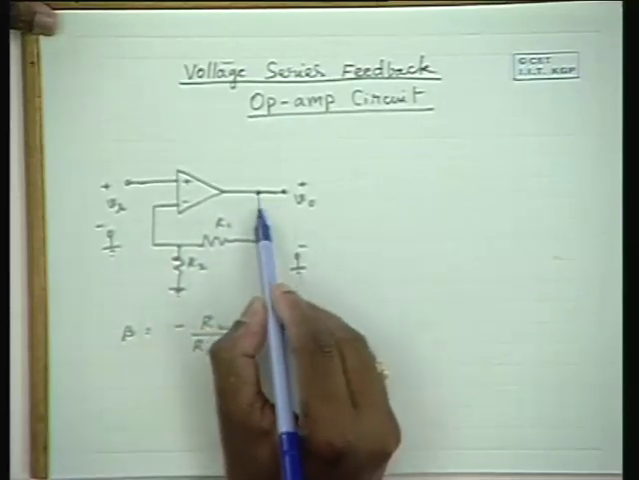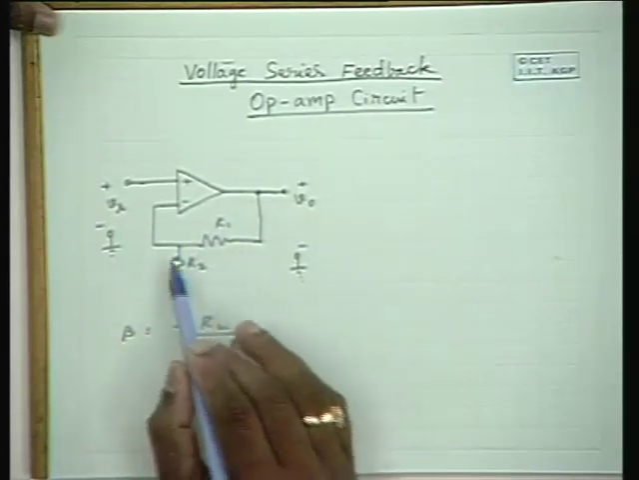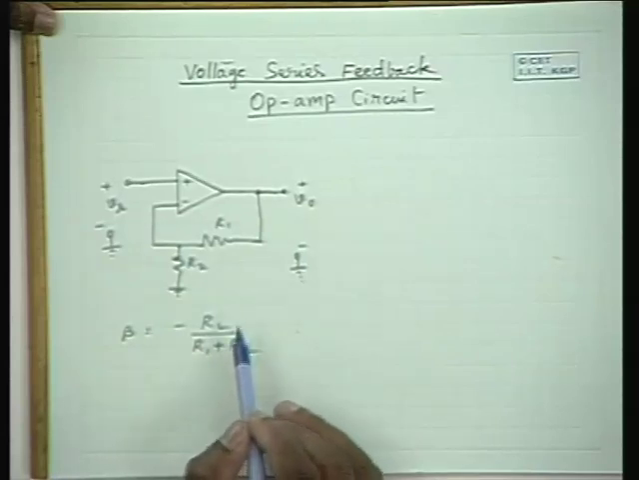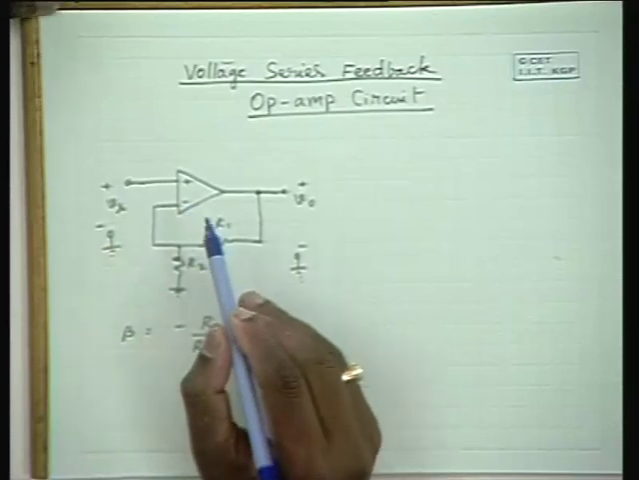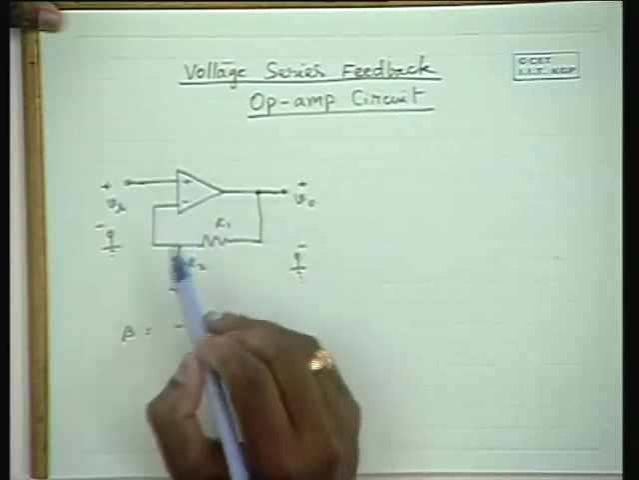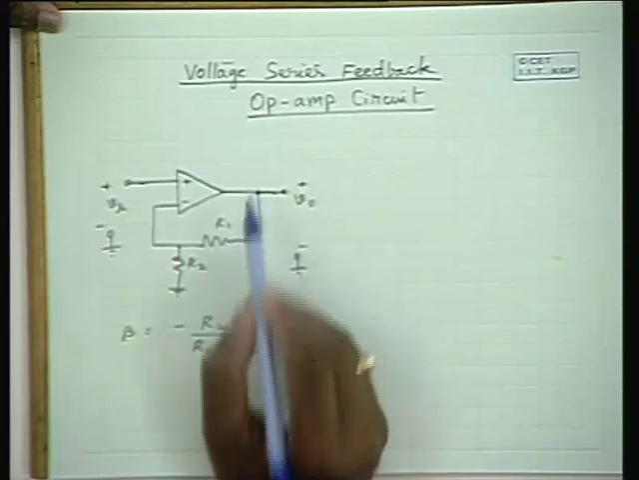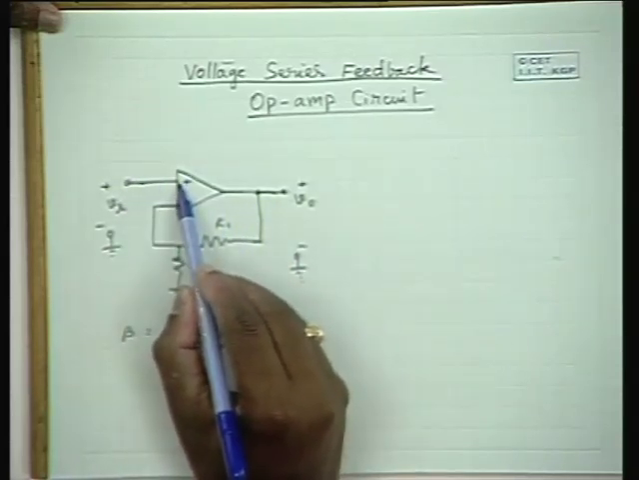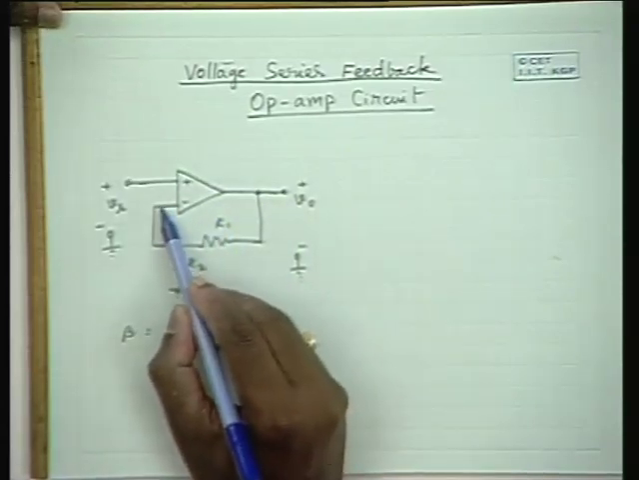Then please note that a fraction of the output voltage is fed back, and the fraction is R2 by R1 plus R2. Therefore beta is equal to minus R2 by R1 plus R2, because this fraction is applied to the negative terminal, and the operational amplifier is basically a difference amplifier. The output voltage is an amplified version of the voltage applied to the positive terminal minus the same gain times this voltage.